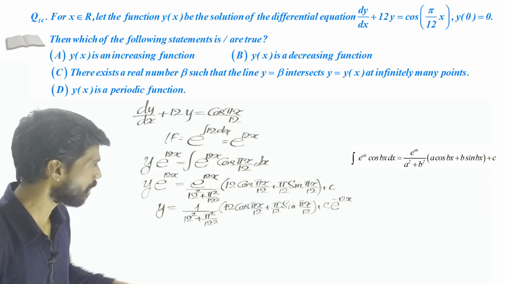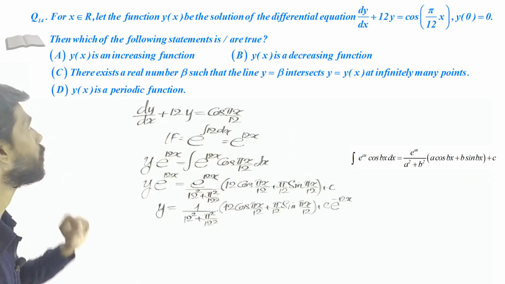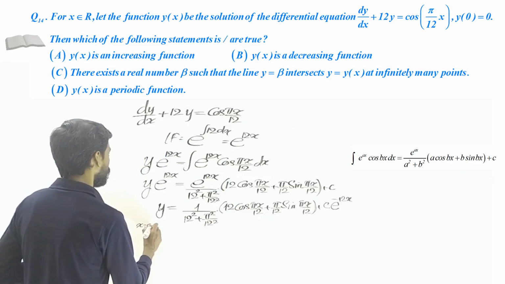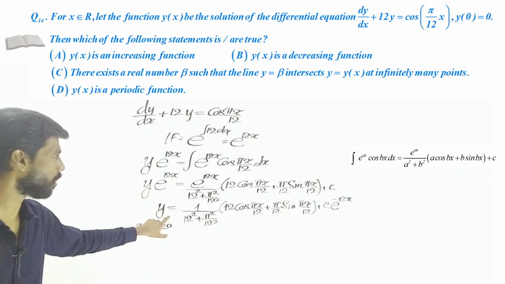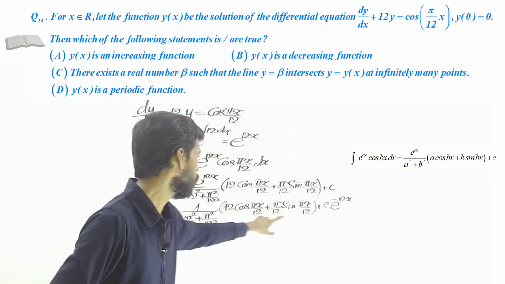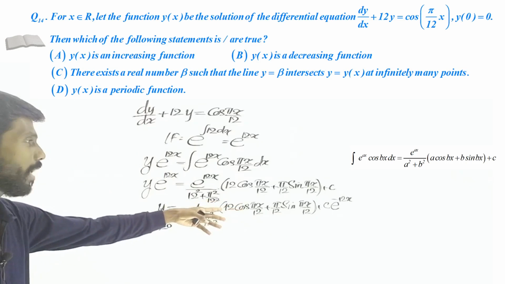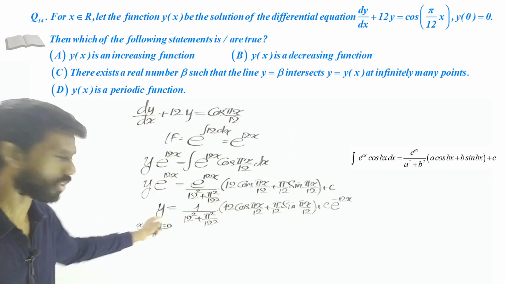Okay, so now we got the relation, but this c value can also be found. To find the value of c, we have to use the given relation that y of 0 is 0. So when you substitute x is 0, y must also be 0. So 0 equals this value, where sine 0 is 0 and cos 0 is 1, which means 12 divided by this value. That will give you the value of c, so c equals minus 12 divided by this value. So just substitute the value.